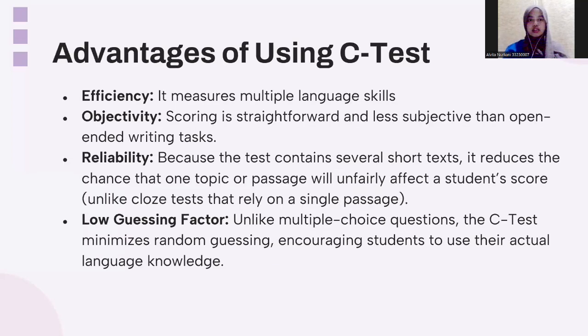The advantages of using the C-test are: number one, efficiency, because the test measures multiple language skills, and then objectivity, because the test scoring is straightforward and less subjective, and reliability, because the test contains several short texts, and the C-test reduces the chance that one topic or passage will unfairly affect a student's score. And then the low guessing factor. Unlike multiple choice questions, the C-test minimizes random guessing and encourages students to use their actual language knowledge.